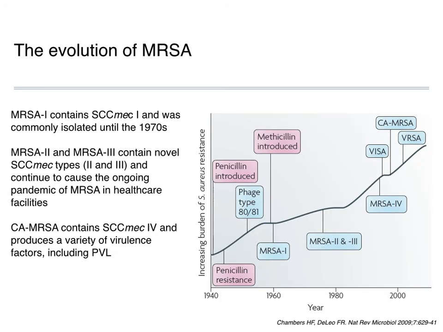So what exactly is community-associated MRSA and why is this important? This graph shows the emergence of MRSA over the years. We first saw penicillin resistance in Staph aureus shortly after introducing penicillin. Then we had the development of MRSA shortly after developing methicillin. As you see there, methicillin was introduced in about 1960 or so. It took only a couple of years to see the emergence of MRSA, methicillin-resistant Staph aureus.